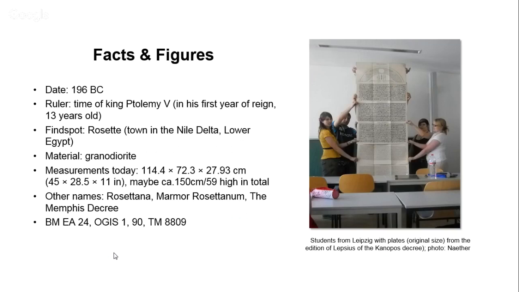How do we know that? By comparison with other decrees like that. You can see on the right-hand slide a picture with my students a few years ago with the Canopus decree, another decree. And there you can only see the facsimile of a hieroglyphic part and the Greek part. The Demotic part of that decree is actually on the back side of the stone. And if you have a look at the picture, you can see there are not just students standing on the side and behind, there are also some on a chair. So it's really a huge stone.